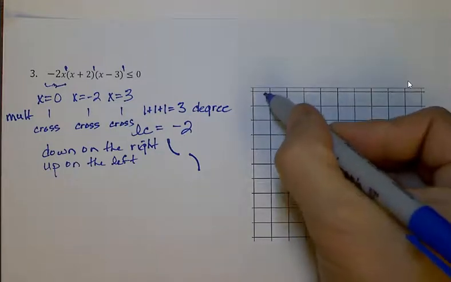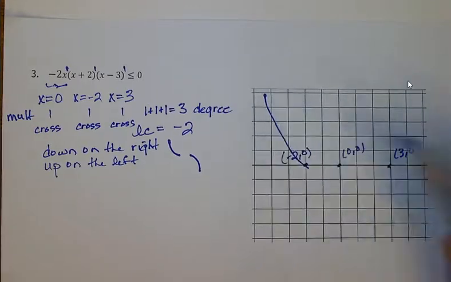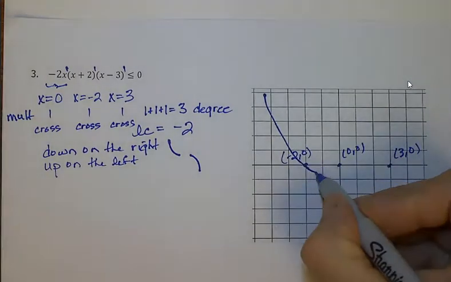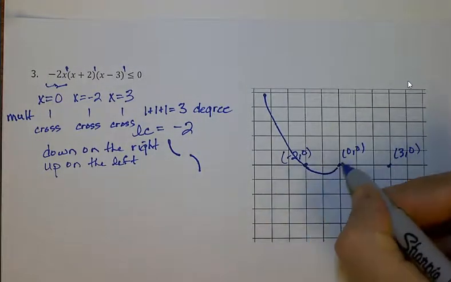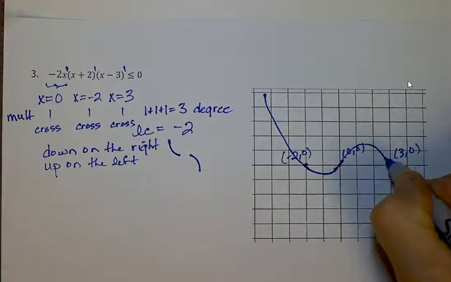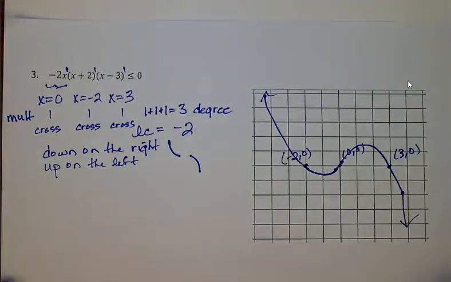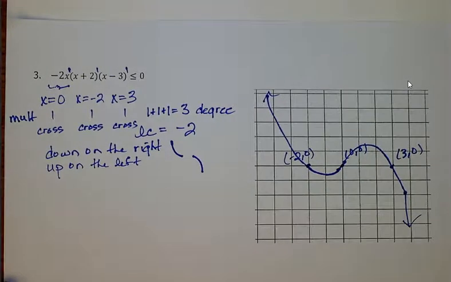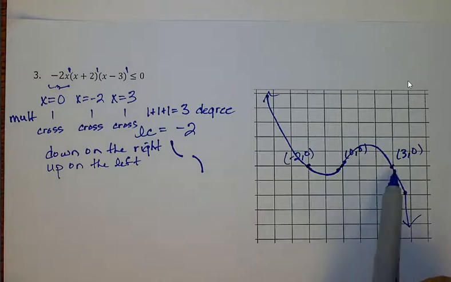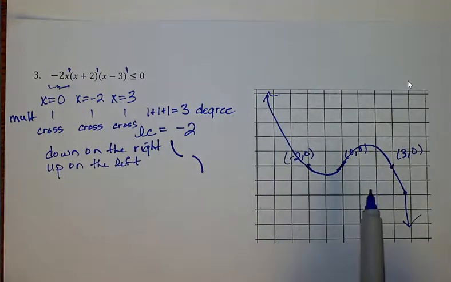So we're coming down from up here. We're going to cross through the x-axis here. Then we're going to come back to the x-axis here and cross again. And then we're going to come back to the x-axis here and cross again. So our graph is going to look roughly something like this. This really doesn't need to be exact whatsoever. What we're really interested in is where our x-intercepts are and whether our points are above or below the x-axis.